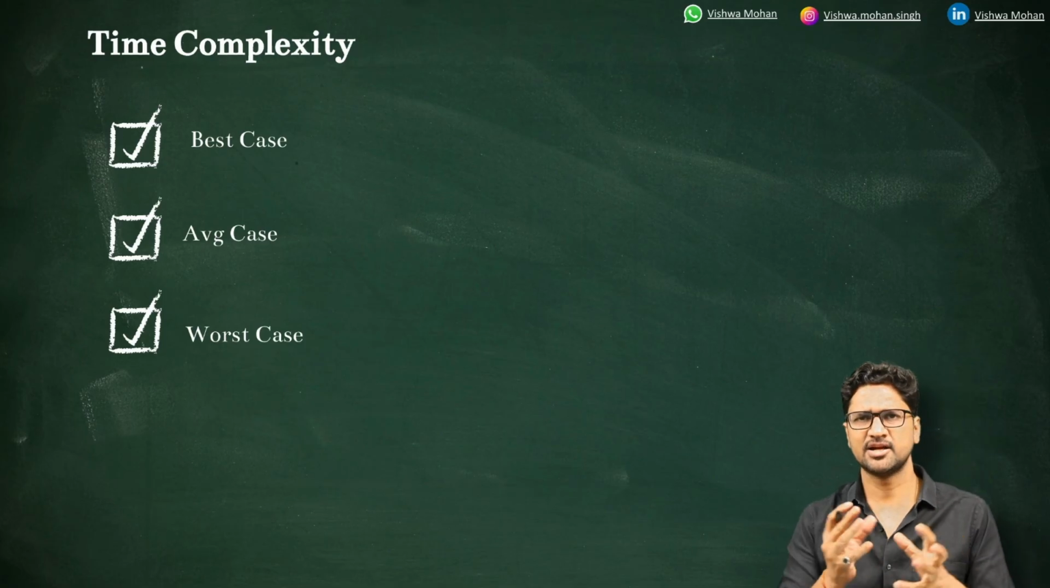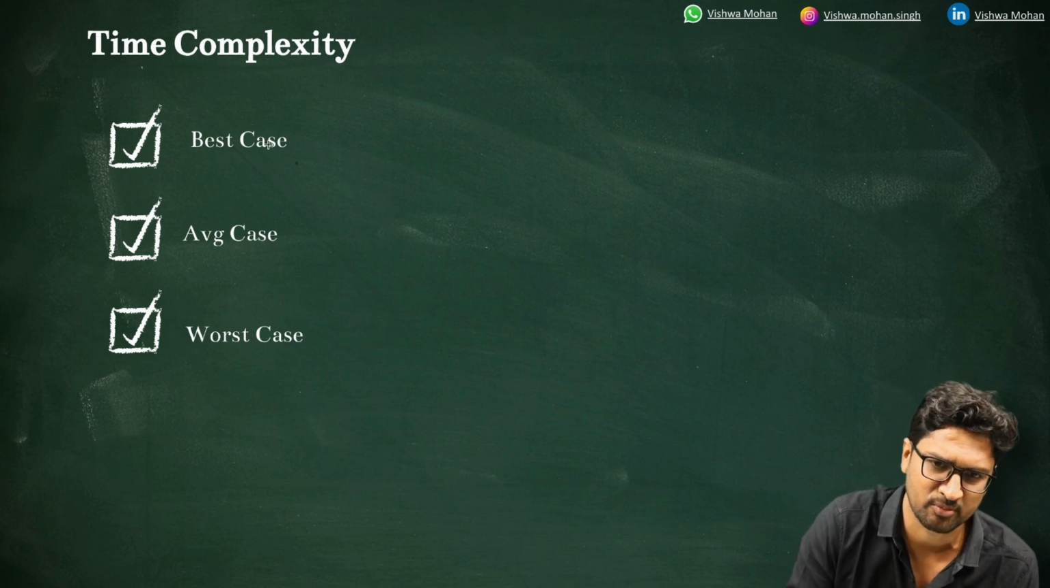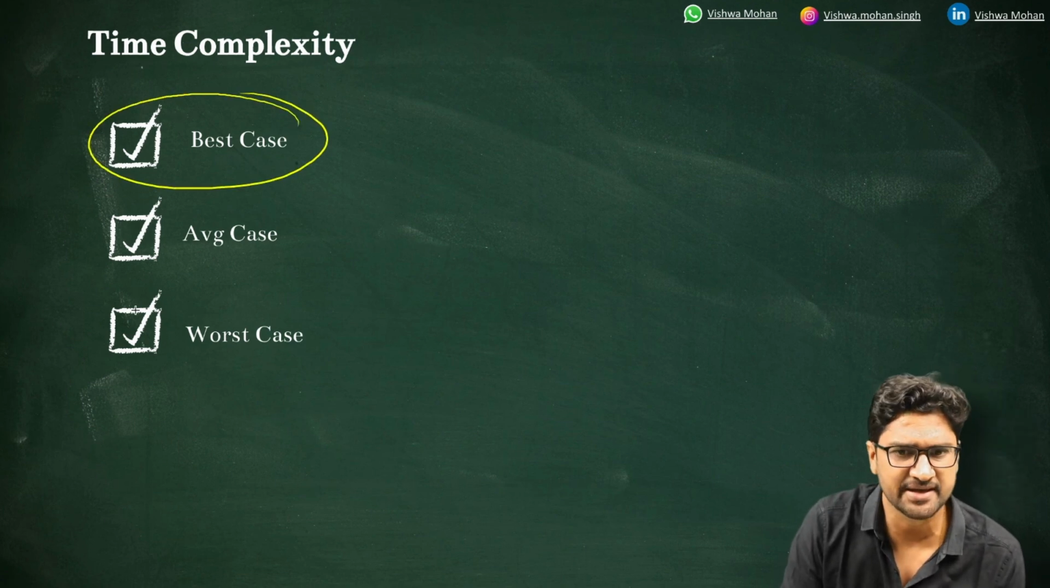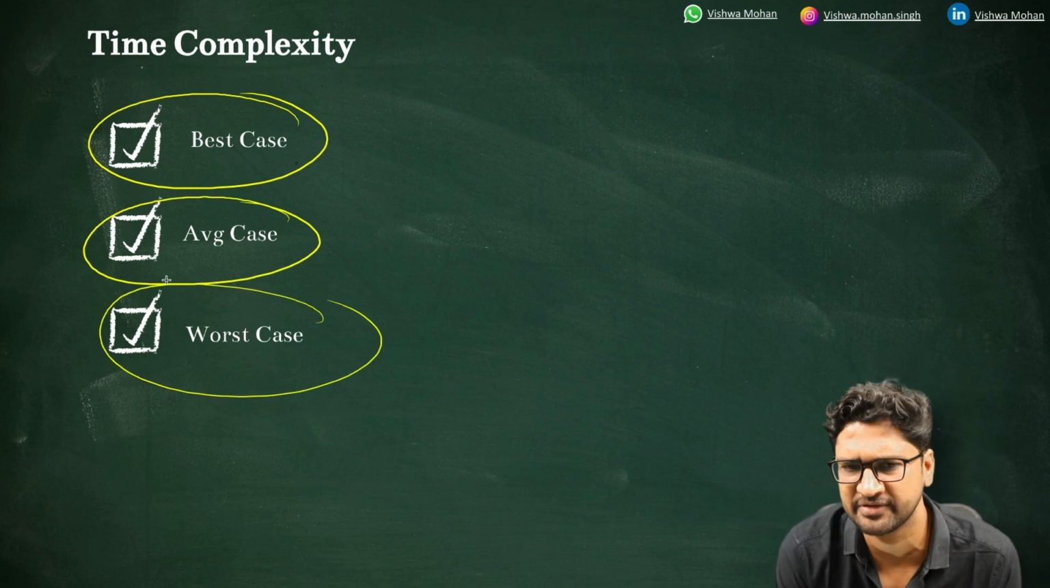That said, there are a few theoretical concepts. When it comes to time complexity, there are three different types that we always talk about: best case, average case and the worst case. Let me help you with an example.